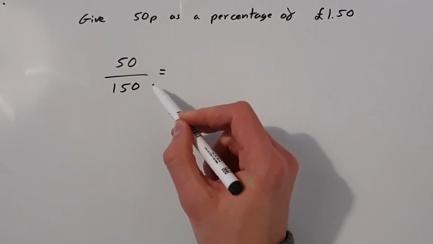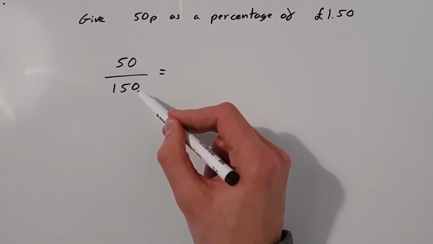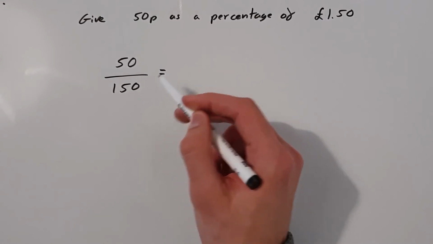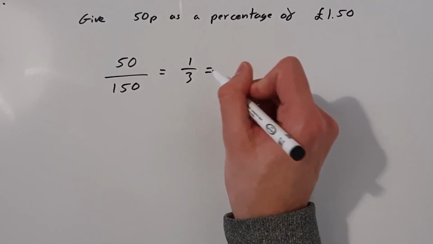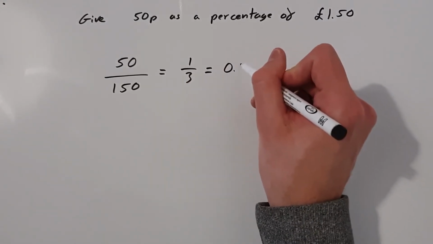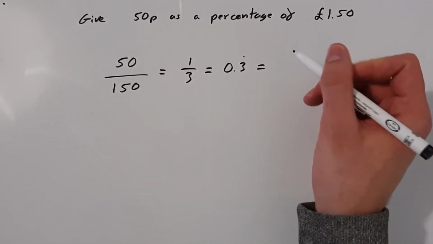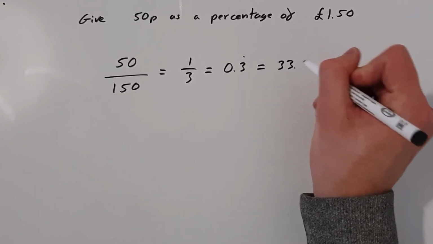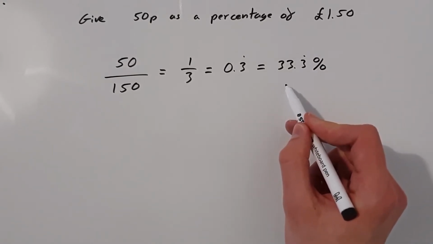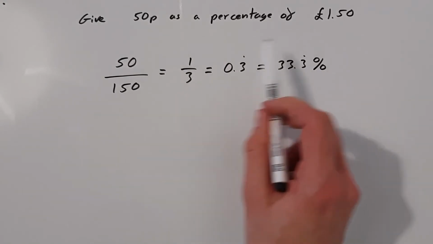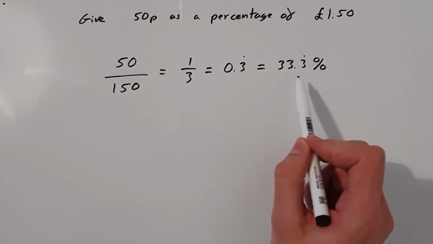Now we just divide these. So we do 50 divided by 150. We know that goes into it 3 times, so this becomes the same as a third, and as a decimal we know that is 0.3 recurring. Then multiply that by 100 to get our percentage. That will give us 33.3%. And that's the answer to that one. We just take the numbers, make sure they're in the same units and divide them, and then convert the answer into a percentage.